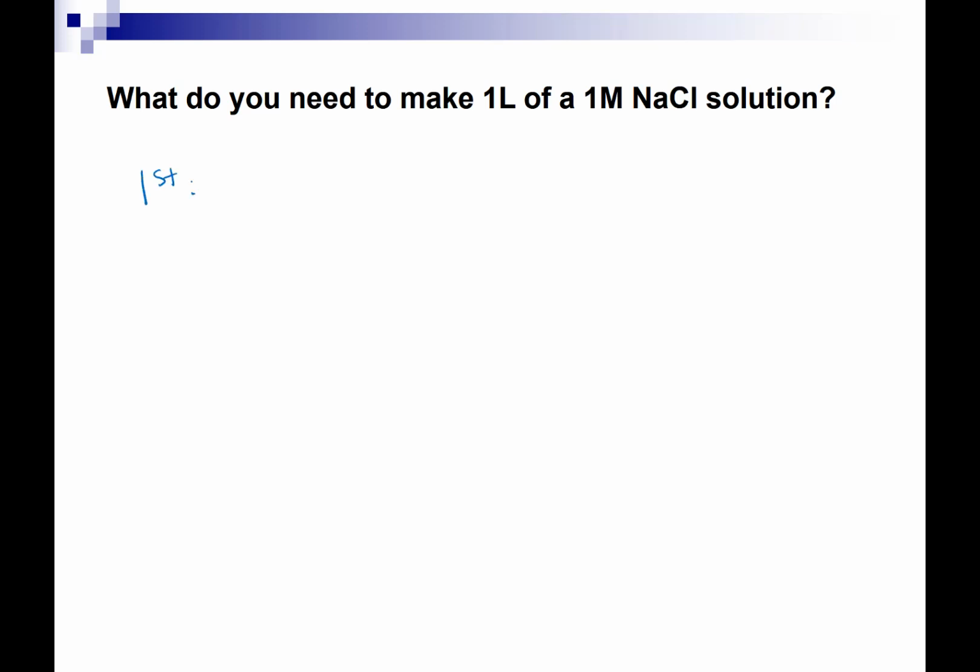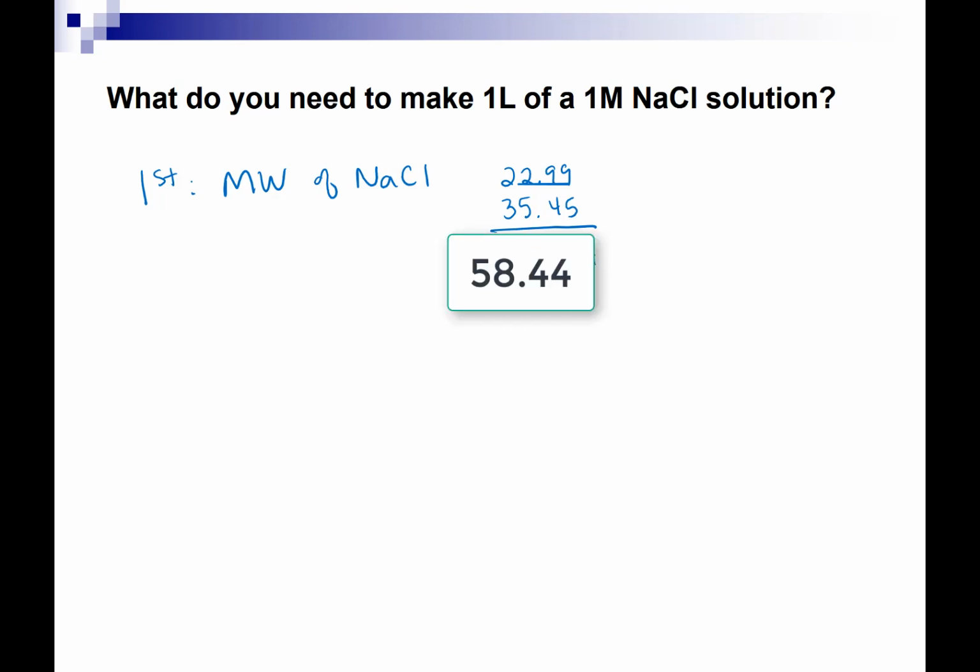So the first thing you're going to do is figure out the molecular weight of sodium chloride, which we get off the periodic table. So for sodium it's 22.99, and for chlorine is 35.45. So sodium chloride is 58.44 grams per mole. A 1 molar solution is the same as 1 mole per liter.